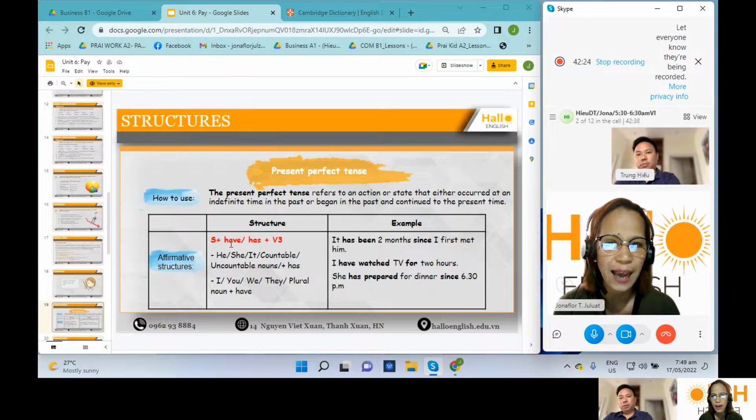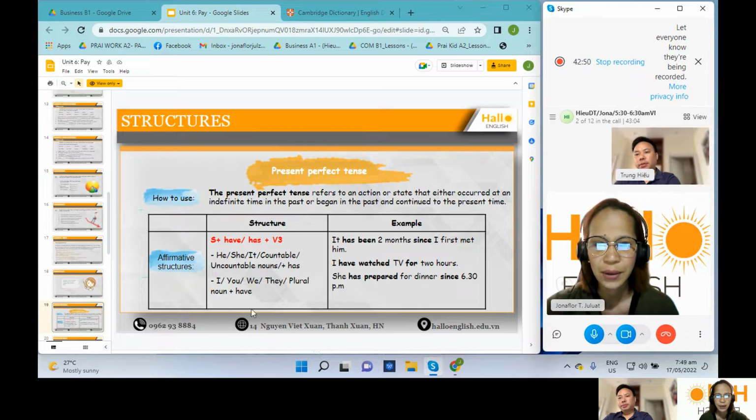Or until present time. Okay, examples for affirmative structures. Subject plus have or has plus verb. Example. Can you read the example? It has been 2 months since I first met him. Yes, it has been 2 months since I first met him.